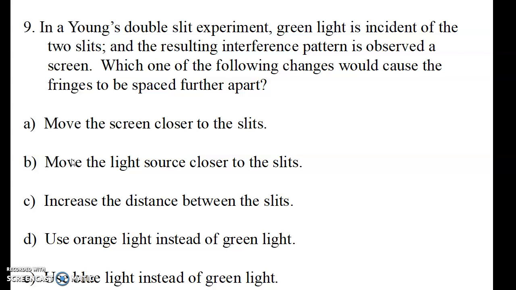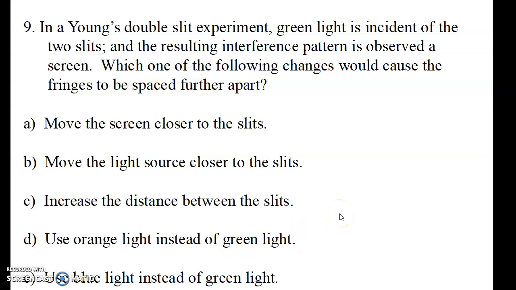Okay, number 9. In Young's double slit experiment, green light is incident on the two slits. The resulting interference pattern is observed at a screen. Which of the following changes would cause the fringes to be spaced further apart? And the answer is D, to change the wavelength. Use orange light instead of green light.